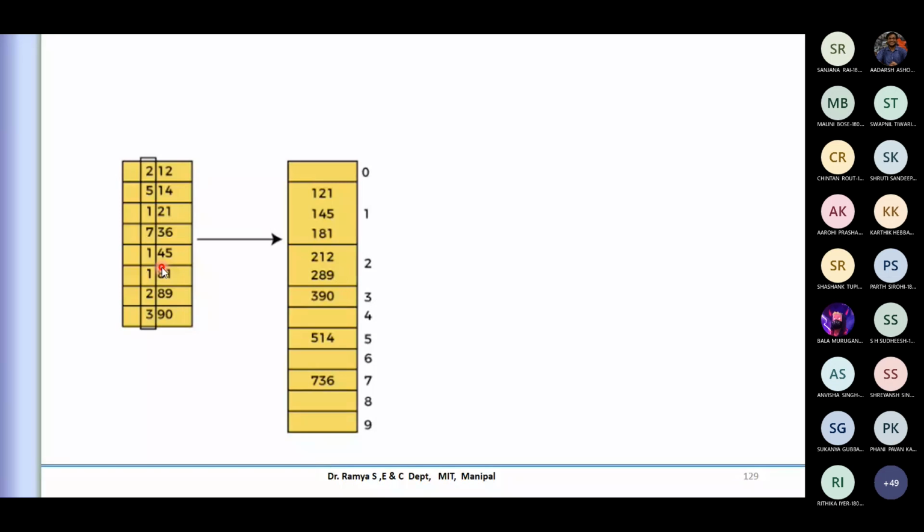So the maximum number of digits needed to represent a number depends on the base system in which you represent it. Okay, so that is your radix sort there.